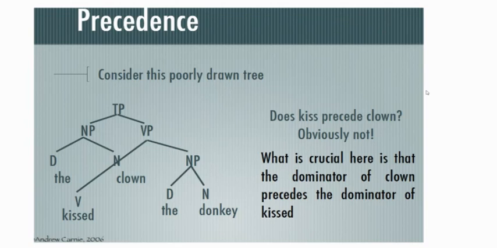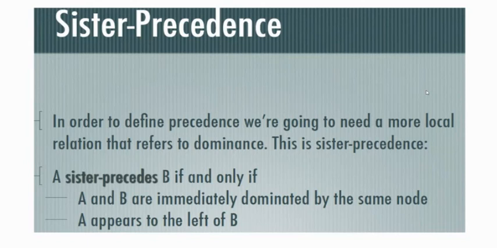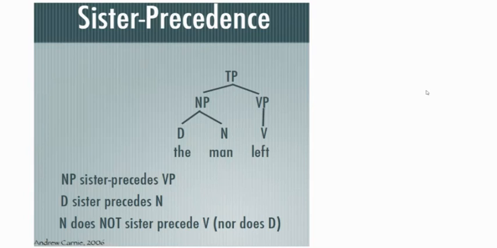Sister precedence. We are going to need more local relationships to refer to dominance. This is sister precedence. A sister precedes B if and only if A and B are immediately dominated by the same node and A appears to the left of B. Let's see this in practice. NP sister precedes VP. D sister precedes N. But N does not sister precede V.